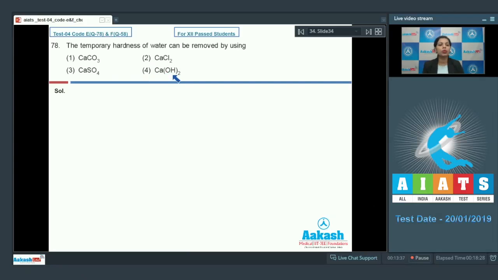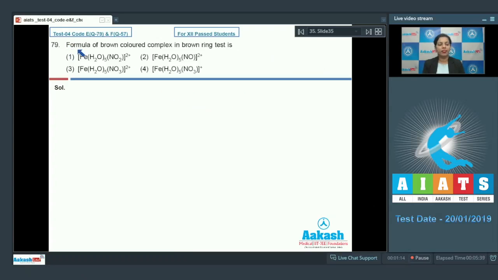And if I talk about calcium hydroxide, that's slaked lime, it can be used for the removal of temporary hardness of the water. This is the Clark method in which it is used. So which method is it? This is Clark's method. On the basis of this discussion, I can easily choose option 4 as the correct option for question number 78. Now question number 79.